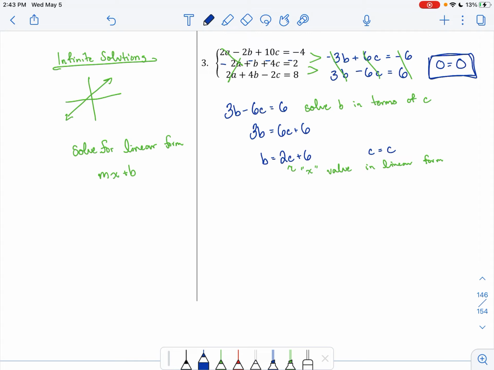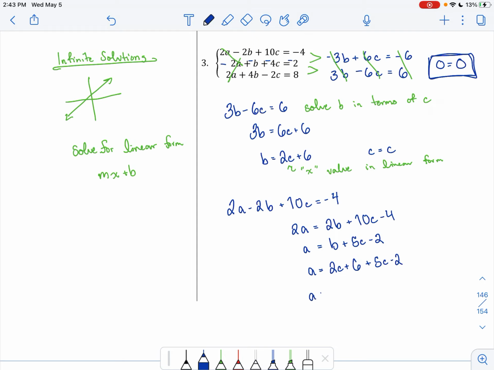So to solve for A in terms of C, I'm going to just take that first equation, 2A minus 2B plus 10C is equal to negative 4. I want to solve for A, so then I get 2A is equal to 2B plus 10C minus 4. I don't want B, I just want C. I'm going to divide first by 2, so A is equal to B plus 5C minus 2. And we know that B is equal to 2C plus 6. 5C minus 2, so A is 7C plus 4.